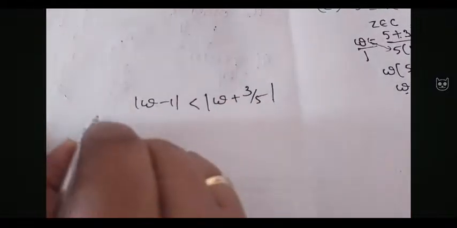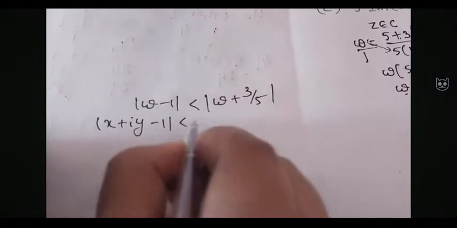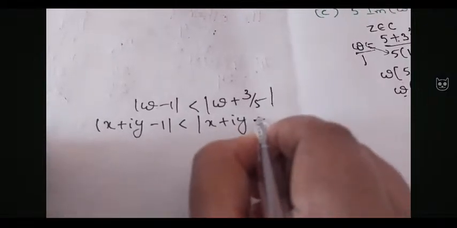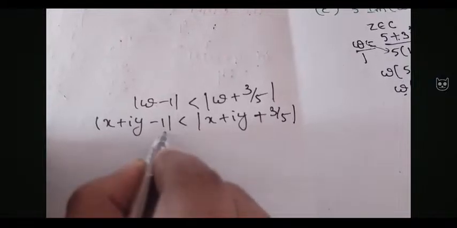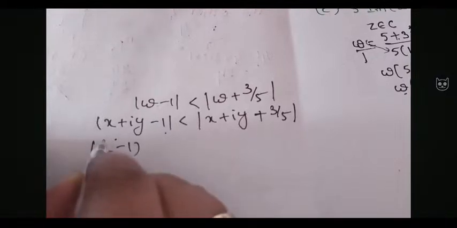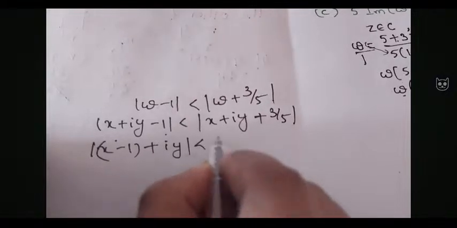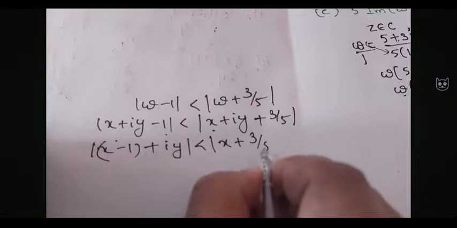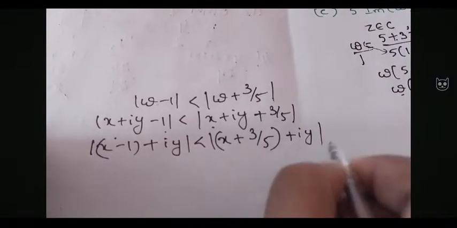We know omega value is x plus iy, and here also write omega value x plus iy. Now write all real numbers one side, that is x minus 1 plus imaginary i into y, less than, here what is the real? x plus 3 by 5 plus imaginary i into y.